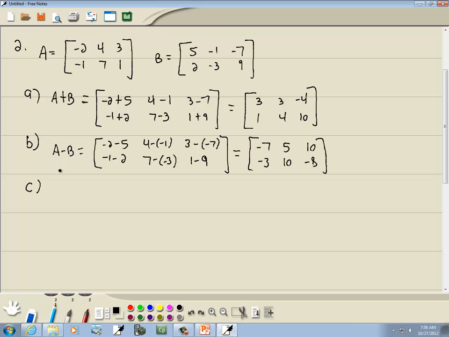The next one is -4A. So we're going to take -4 times all the entries in A. So we've got -4 times -2, -4 times 4, -4 times 3, -4 times -1, -4 times 7, and -4 times 1.